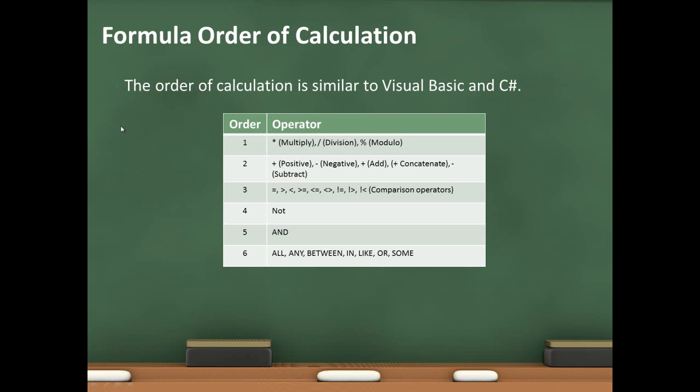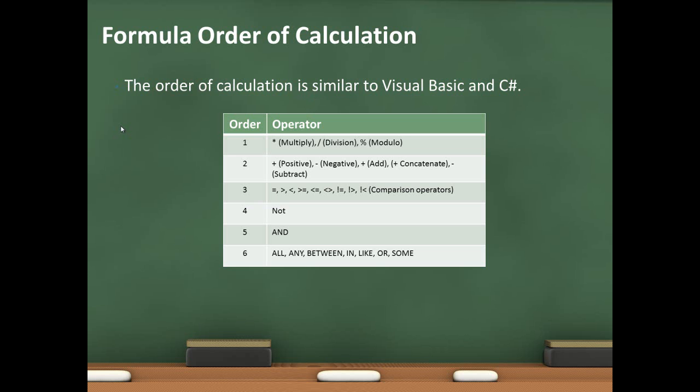There is an order of calculation, if you will. The same thing in Visual Basic and C#, and that is that if you do any math in a formula, the order of calculation is multiplication, division, and modulus first, then positive, negative, addition, or concatenation second, then it does your comparison operators next, then the nots, and then the ands, and, well, same thing I told you in Introduction to Programming, folks. Don't let this hobble you.